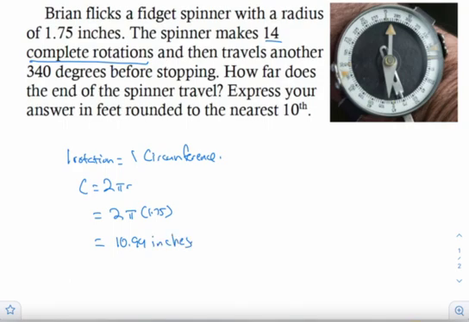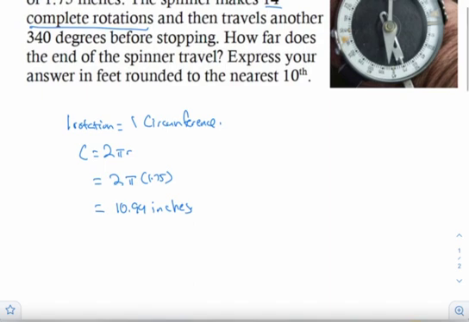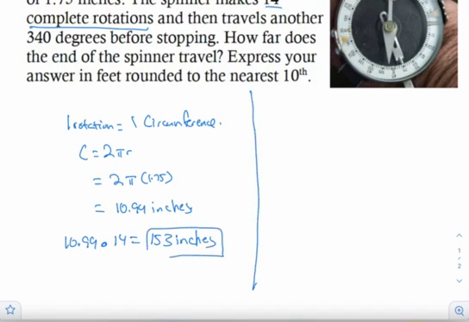So that's one time around the circle, but it went 14 times. So I'm going to take 10.99 and multiply that by 14. And so that's 153 inches. Okay, so let's keep this part over here. This is 14 rotations.